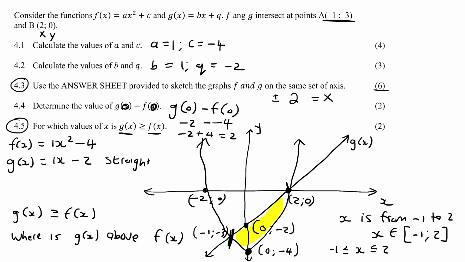Let me just explain that whole above and below thing. As we go in this area here, which graph is above? We can see this graph is higher than this graph. And as we go over here, can we see that this graph is higher than this graph? The parabola is above the straight line. So the only place where the straight line is above the parabola is in this yellow region over here. That's all that we mean when we say that.